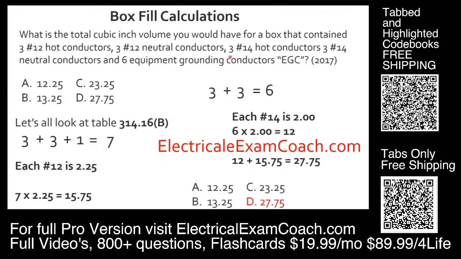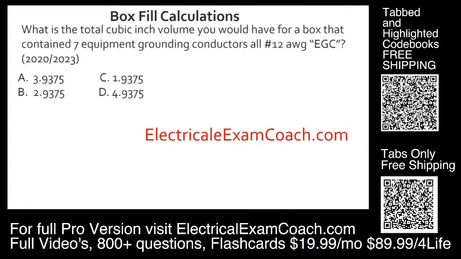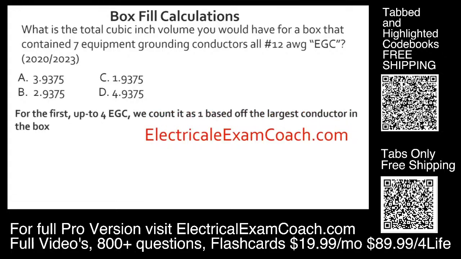Now let's move on to the 2020 and the 2023. What is the total cubic inch volume you would have for a box that contained 7 equipment grounding conductors, all of the 12 gauge persuasion in the 2020 and the 2023? I left out all other conductors because you're going to use the same rules. After you do this calculation, you group it with whatever the largest conductor is in the box, like you learned previously. We're going to count the first 4 as 1, and then a 1/4 inch increase for each one past 4.